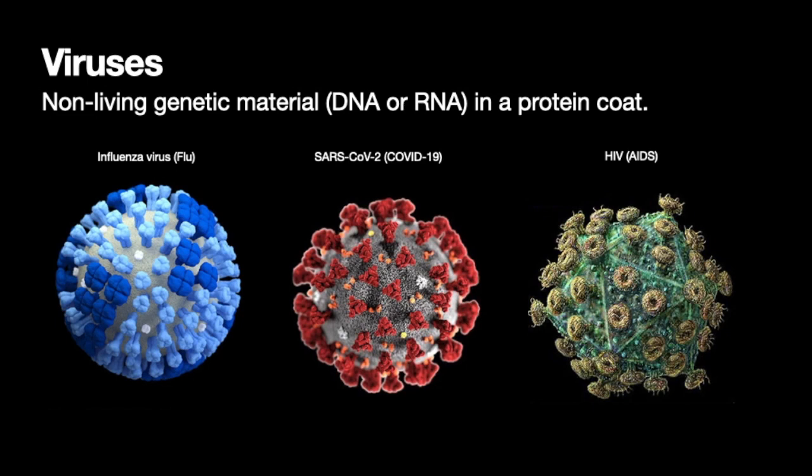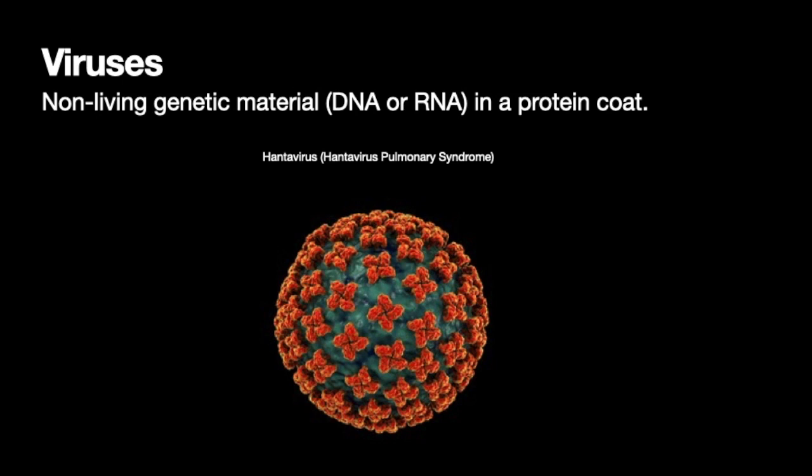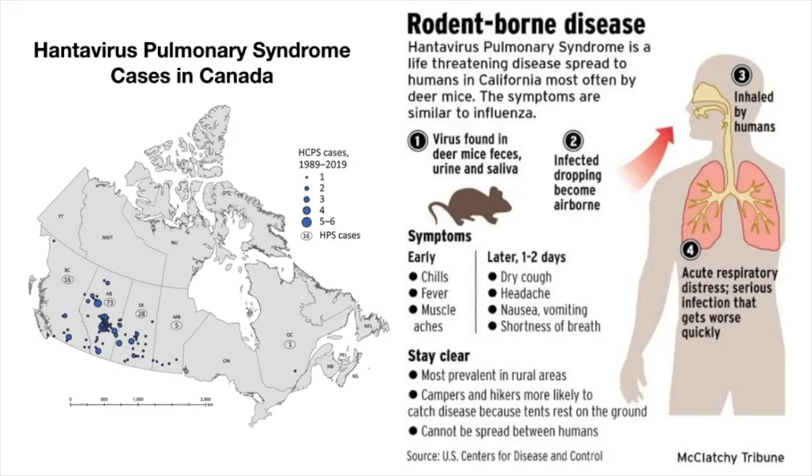So for this lesson, I want to talk to you about a virus that you may hear about in the summertime, the hantavirus. Hantavirus is spread by infected mice. The virus is breathed in by humans when virus-containing particles that are found in the urine, droppings, or saliva from the mice are stirred into the air. When breathed in by humans, hantavirus can cause hantavirus pulmonary syndrome, a severe, sometimes fatal respiratory disease.